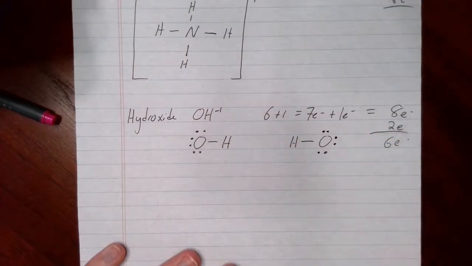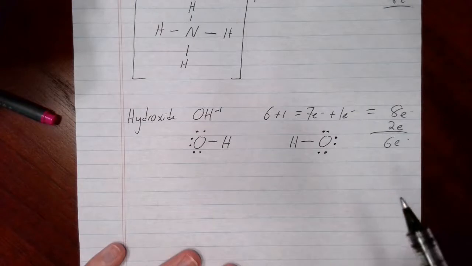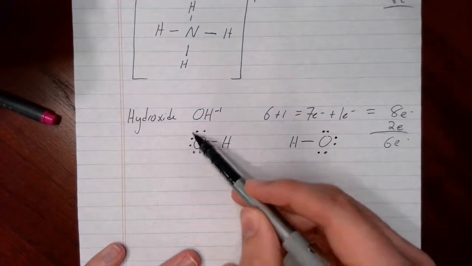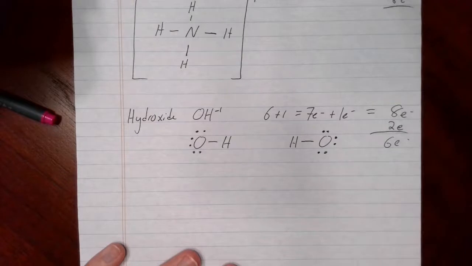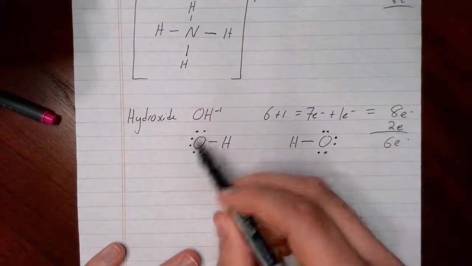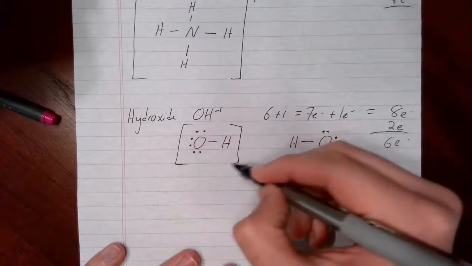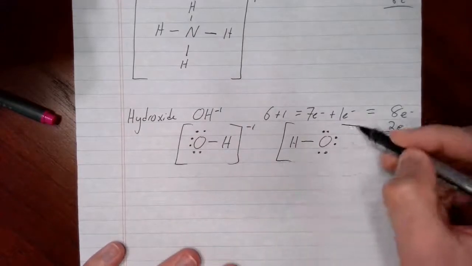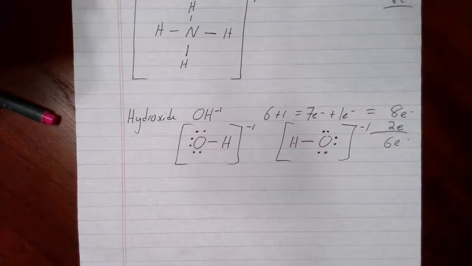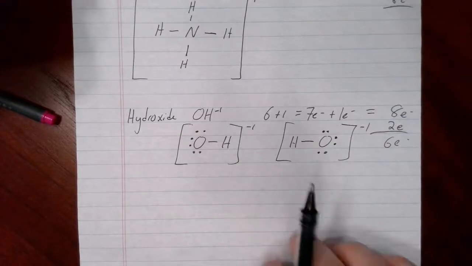So let's go back and check both things. First, I check I used the correct number of total electrons. 1, 2, 3, 4, 5, 6, 7, 8. So I'm good. And the other one's the exact same. Then oxygen has 8 electrons around it. Hydrogen has 2 electrons around it. So I'm in good shape. And I can't forget to put the brackets with a -1 charge, showing there's a -1 charge somewhere on that molecule there. So let's look at one more.